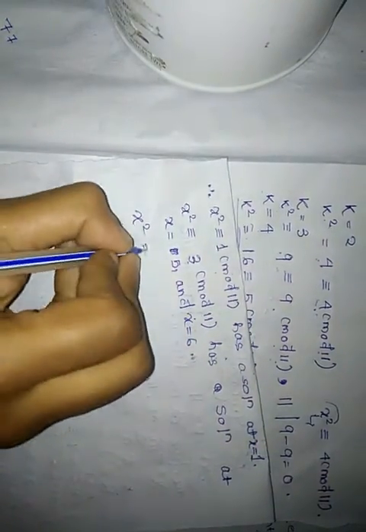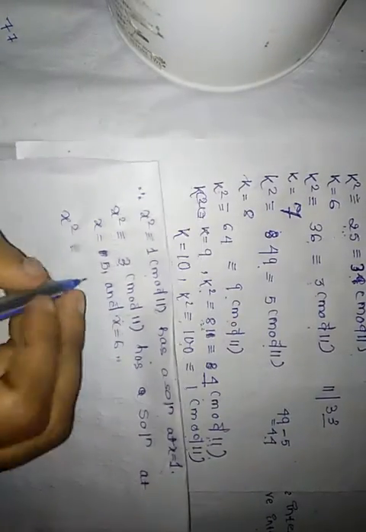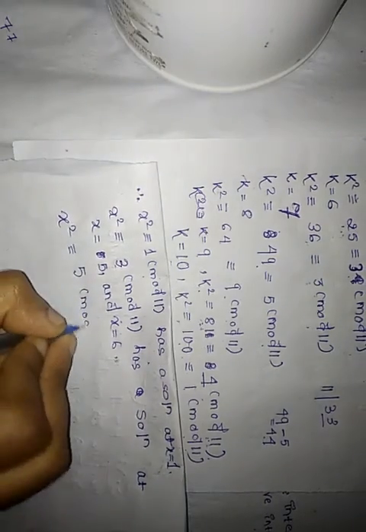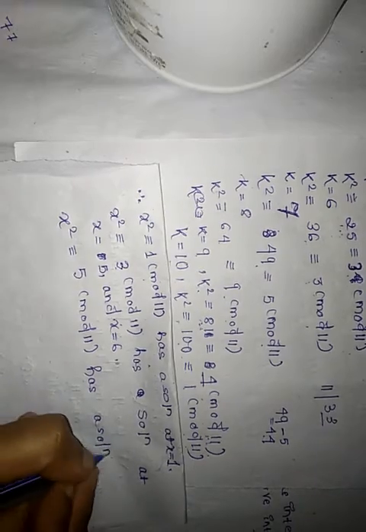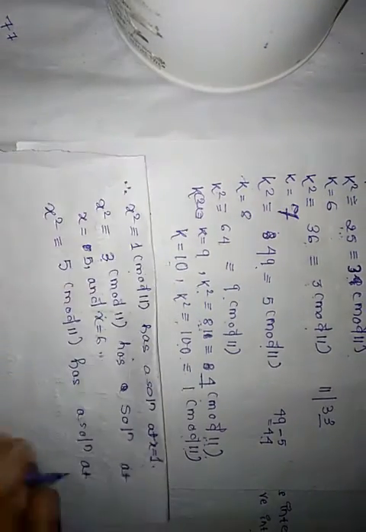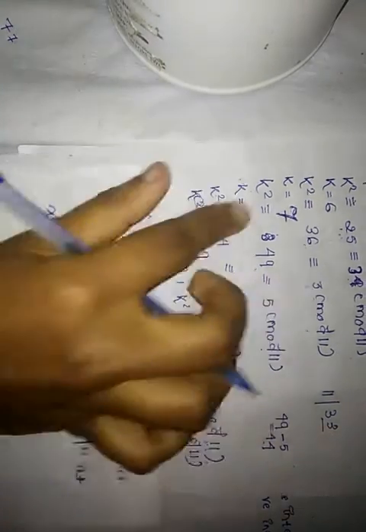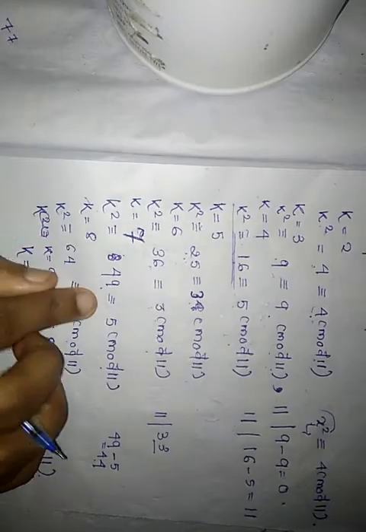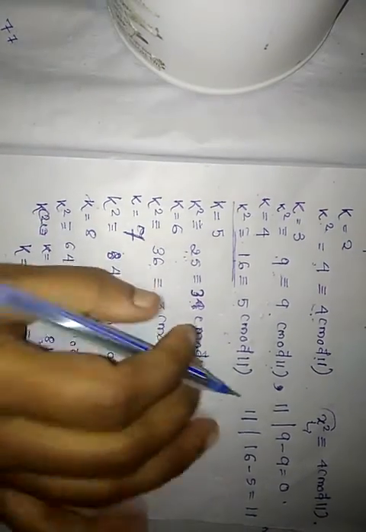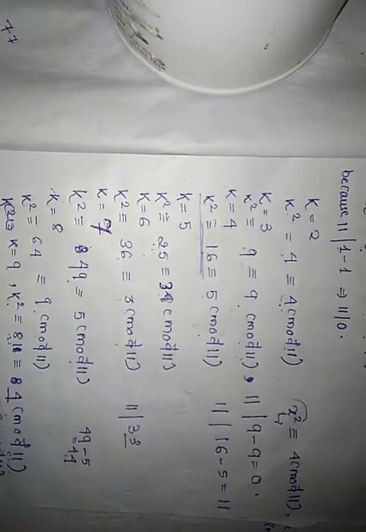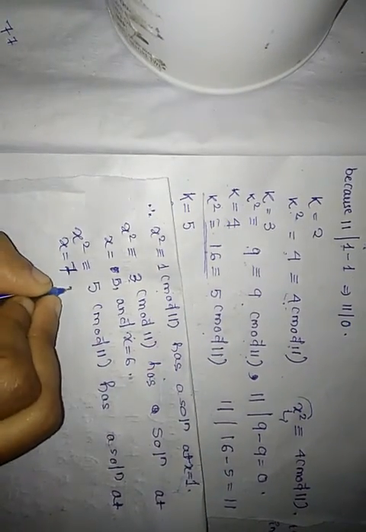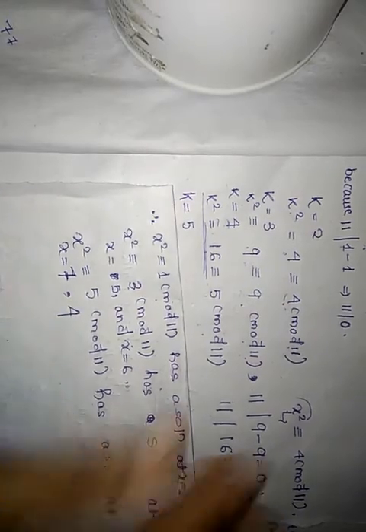Now x squared congruent to 5 mod 11 has a solution at x equal to 7. We can clearly see that it has a solution at x equal to 7, as well as at x equal to 4. Okay.